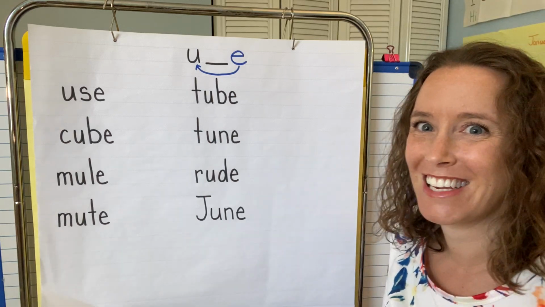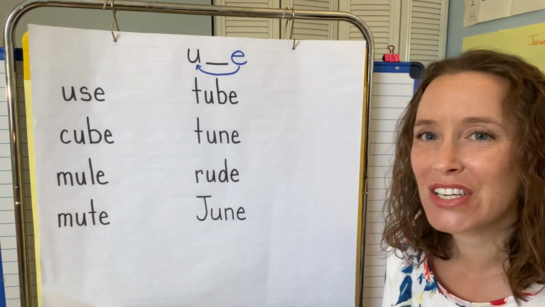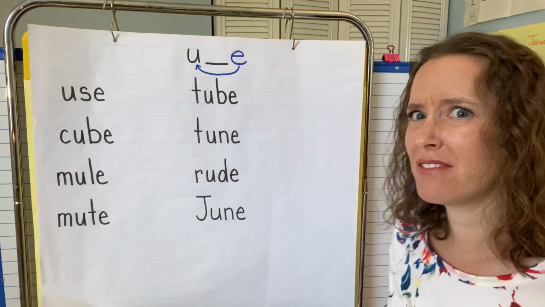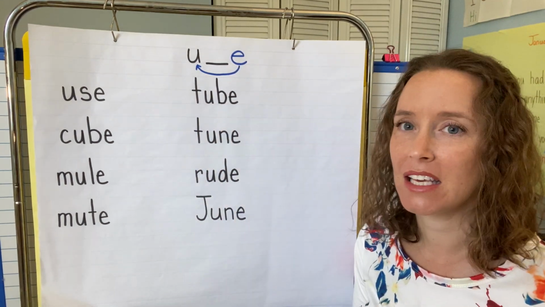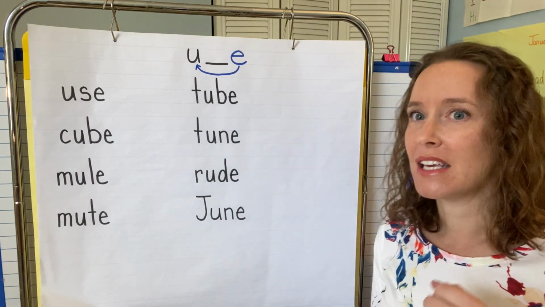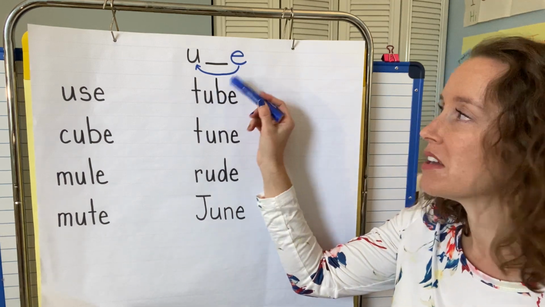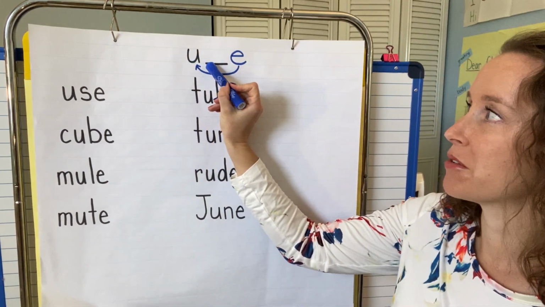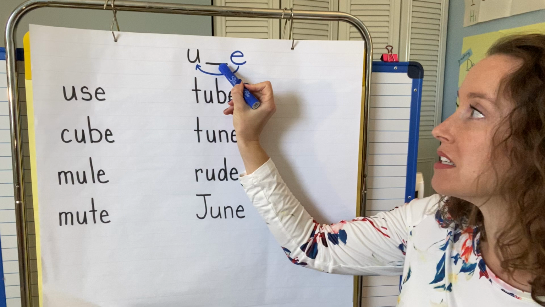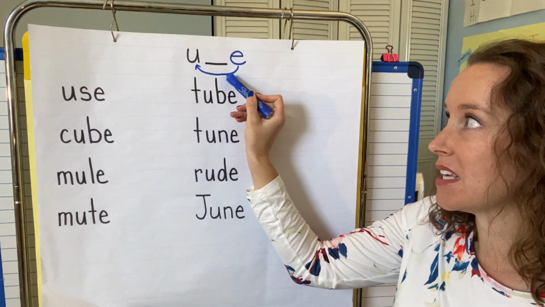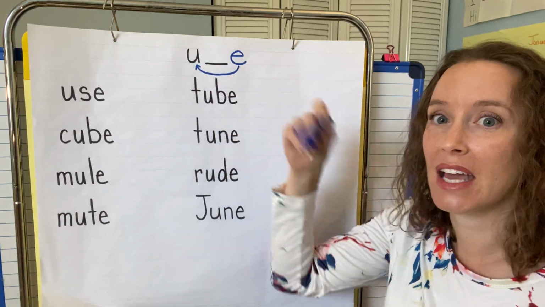Hello, my first graders. So today I'm here to talk to you about U blank E words. Okay, so we have done A blank E, I blank E, O blank E, right? Where we have an E in the word. Okay, we have a vowel separated by one letter and an E, then an E. And we've said this E makes the vowel say its name.